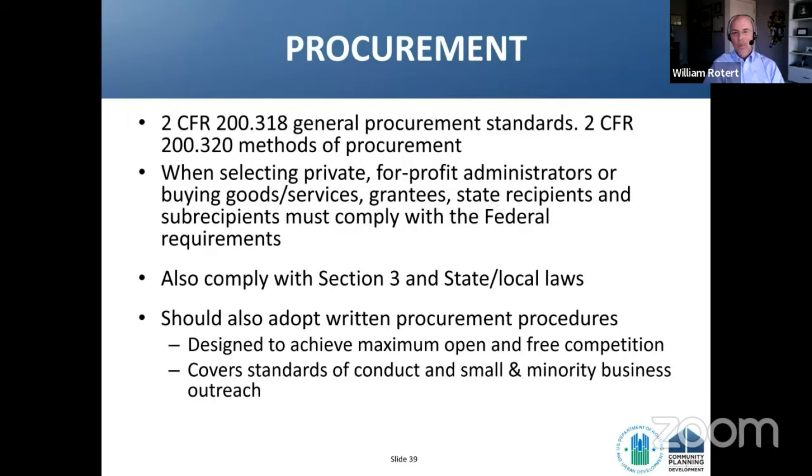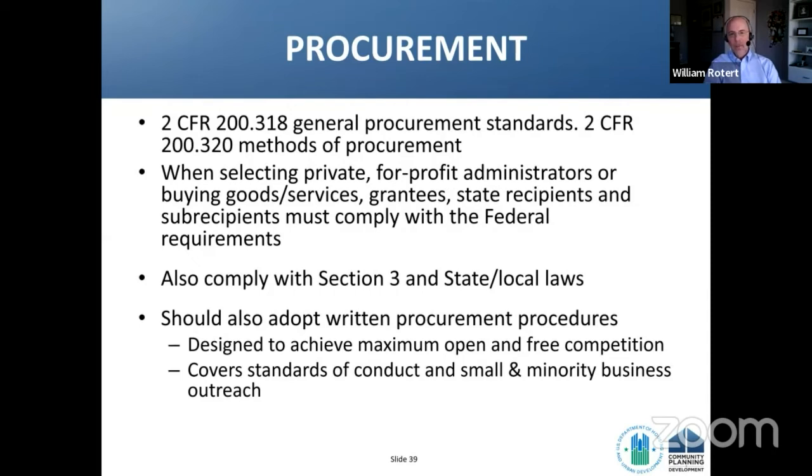You should also adopt written procurement procedures. Again, I've dealt with a number of grantees that had procedures, but they never put them down in writing, and there's no way to assure them that they're being carried out in a consistent, uniform manner. And those procedures, just common sense. What is the purpose of procurement requirements? To achieve maximum open and free competition.